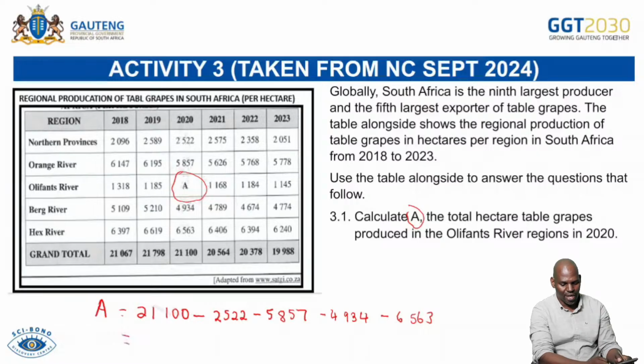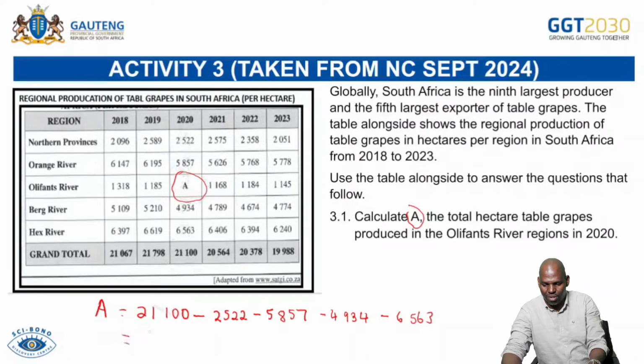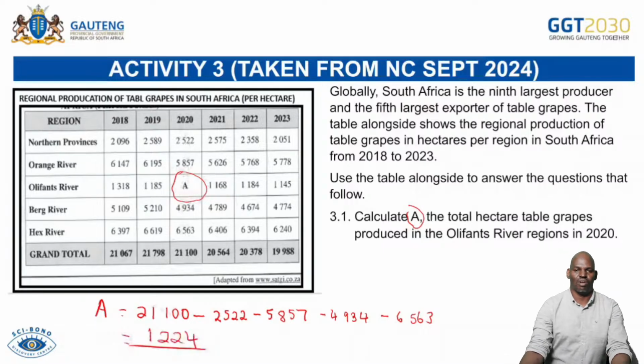21,100 minus 2,522 minus 5,857 minus 4,934 minus 6,563. Okay, so then my answer is 1,224. So that is the value of A.